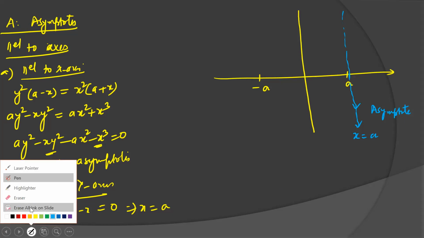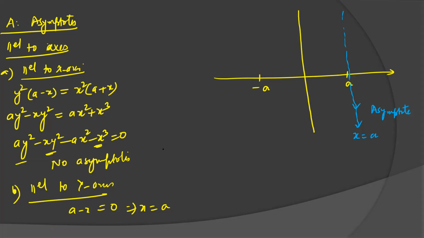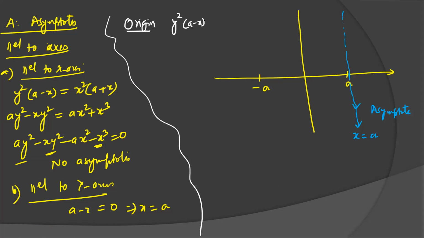Okay. Let's see whether the curve is passing through the origin or not. Check the origin here. y square (a minus x) equal to x square (a plus x). As x tends to 0, y tends to 0, so it is passing through the origin. I have checked the origin also. So you can check the origin before the tangents actually. It will help you a lot.